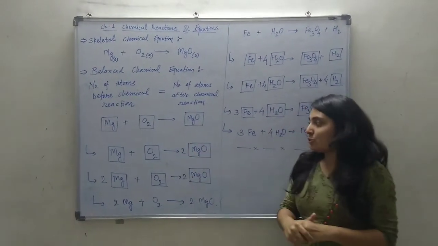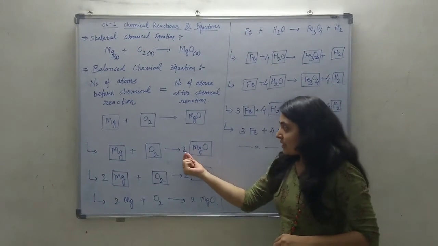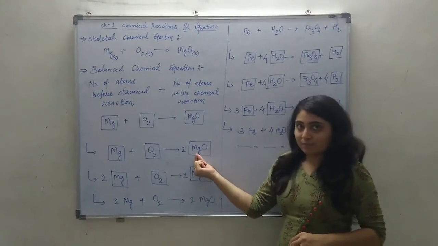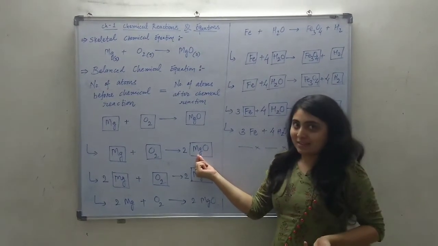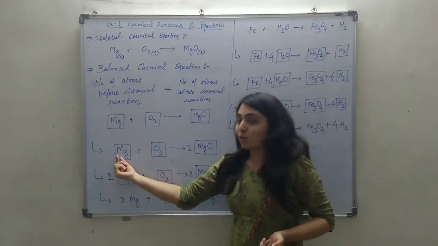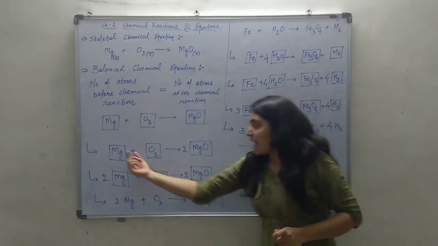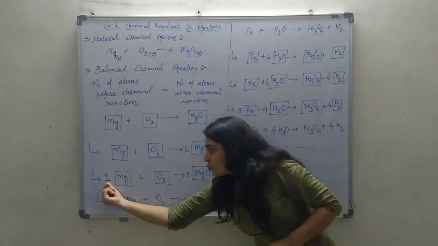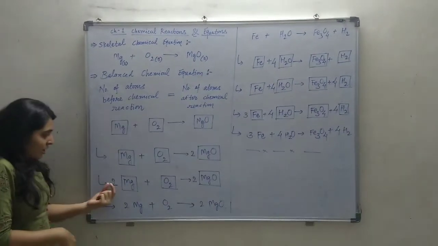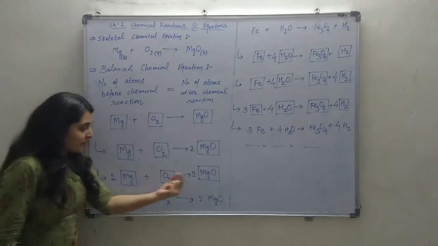Now, after putting this 2, observe this again. Balancing oxygen also gives 2 magnesium. It means magnesium is now unbalanced. On the right hand side there are 2 magnesium, while on the left hand side only 1 magnesium. Again, to balance magnesium, I need to put 2 in front of magnesium. Count the numbers again now. 2 magnesium on the left hand side, 2 magnesium on the right hand side.